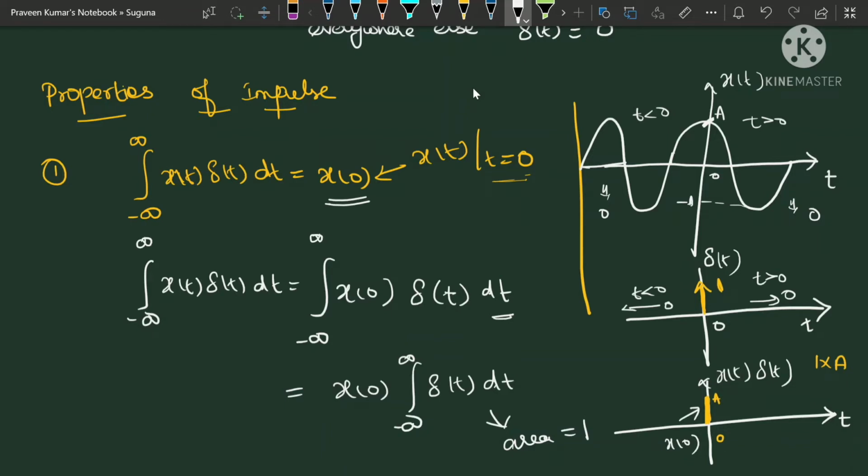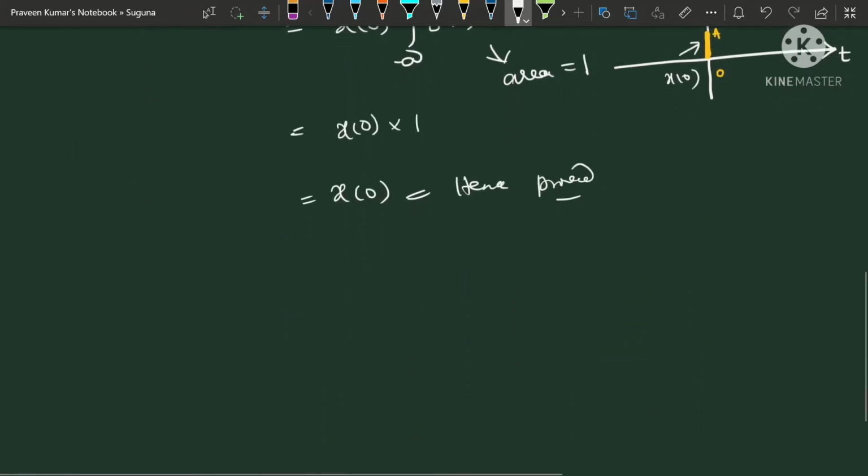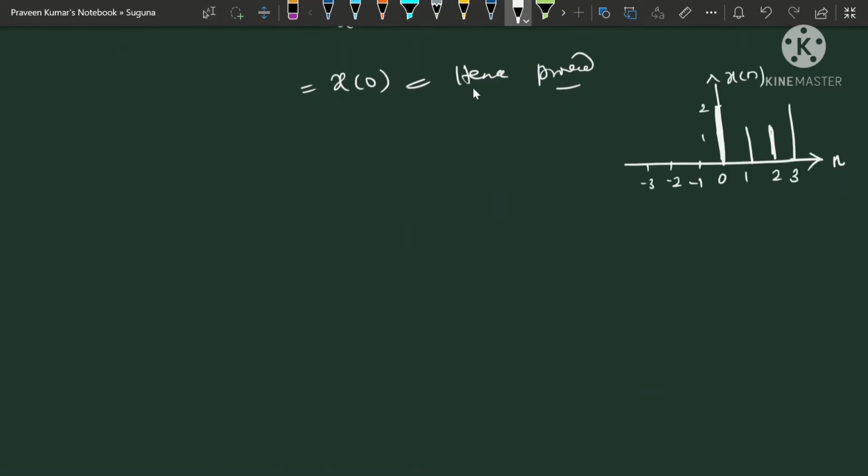Understood? Okay. So if we take a discrete signal example, it will be clearer for you. This is our x of n sample and I multiply this x of n with what? Del of n, right? This is our del of n which is equal to 1 at n is equal to 0, right? So if you multiply both x of n and del of n, what is our resultant?